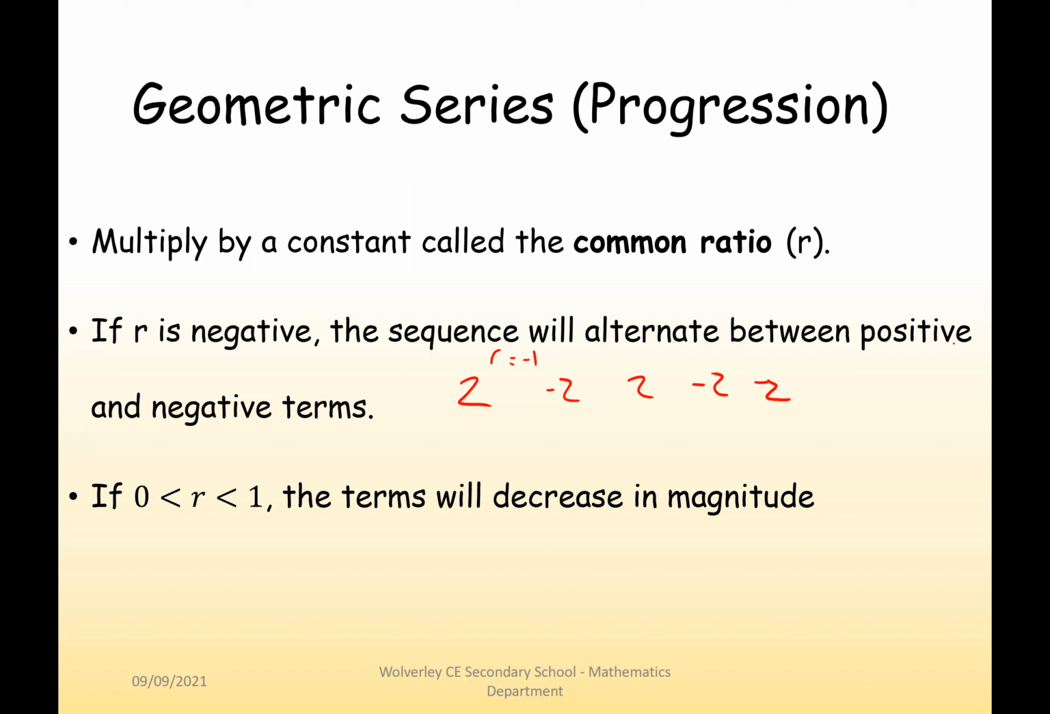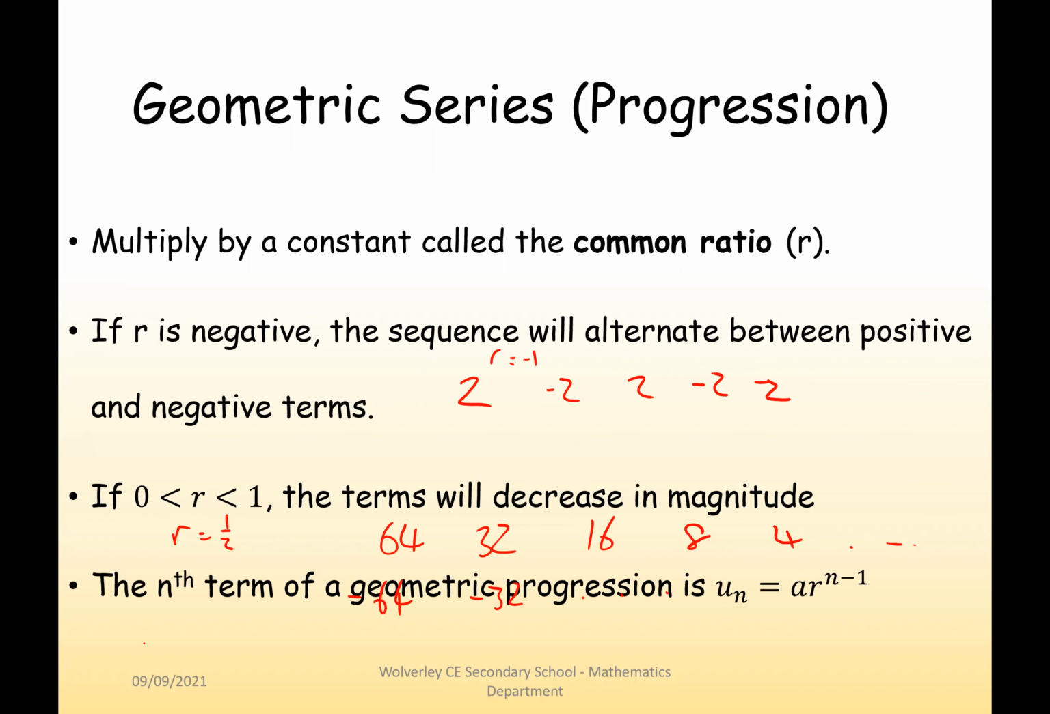If r is between 0 and 1, for example if r is a half, then the terms are going to decrease in magnitude, so get smaller as they go along. If we start off with 64, we go down to 32, 16, 8, 4, and so on. But equally, we could have a negative number. We could have -64, and then we'd go to -32, and so on. That's why it says decreasing in magnitude, because the actual size of the number is getting smaller rather than the value. Because you can see here with the negatives, it's getting bigger.